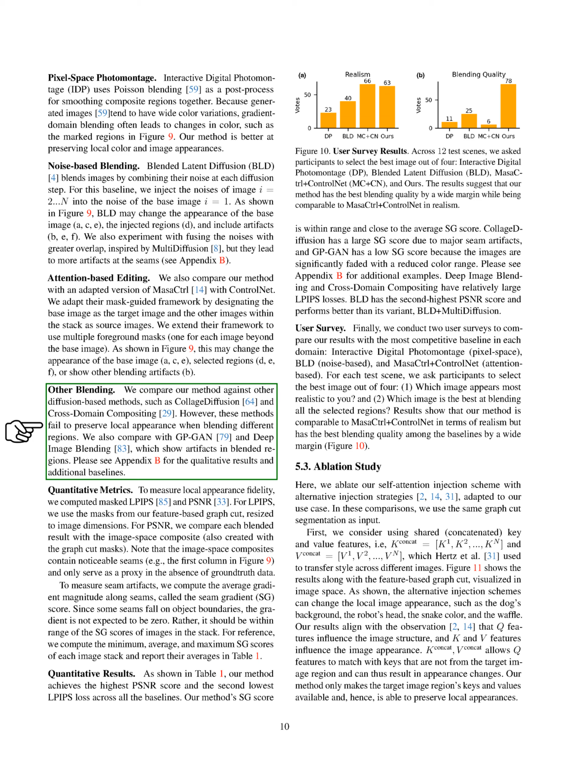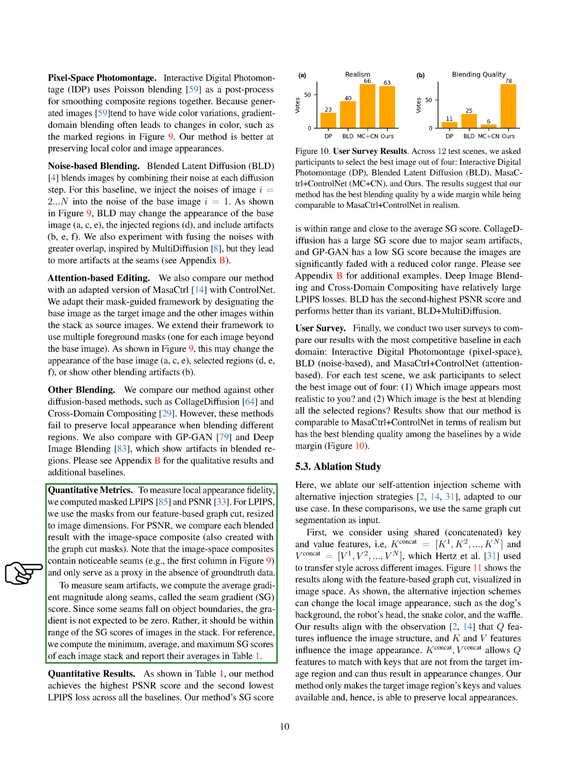We also assess GP-GAN and deep image blending, which show artifacts in blended areas. More qualitative results and additional baselines are available in the appendix. For quantitative metrics, we calculate local appearance fidelity using masked LPIPS and PSNR.